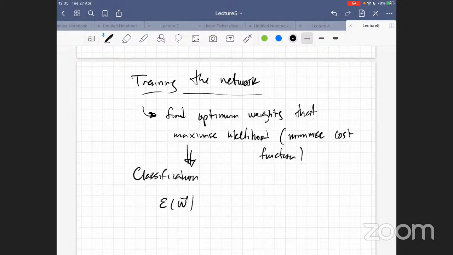So I will write it like this, but let me think for a second of it as a function of weights, and collect all these weights in a vector, just to write this equation. Sum over n and k of t_nk log of the output.